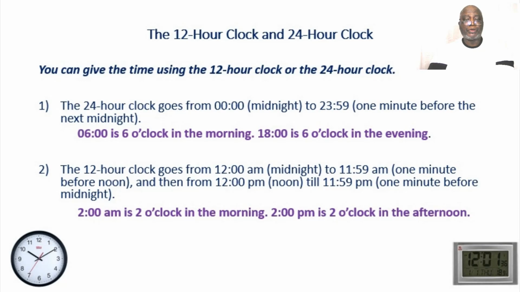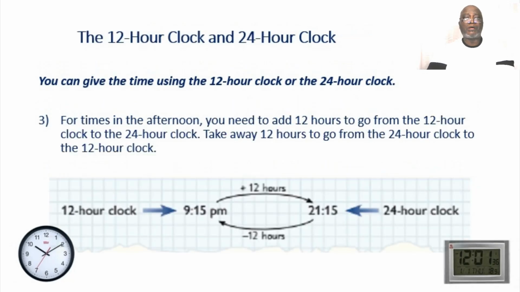2 a.m. is 2 o'clock in the morning when most of us are in bed. And 2 p.m. is 2 o'clock in the afternoon when we're all alert, either in school or at work or doing whatever we like to do during the day. So you begin to see that time is not as simple as some of us might think it is. Let's go further. The 12-hour clock and 24-hour clock.